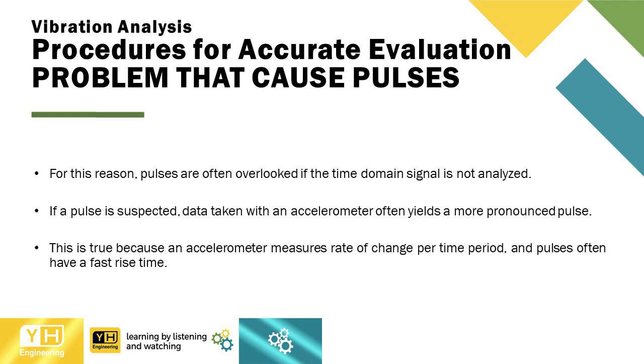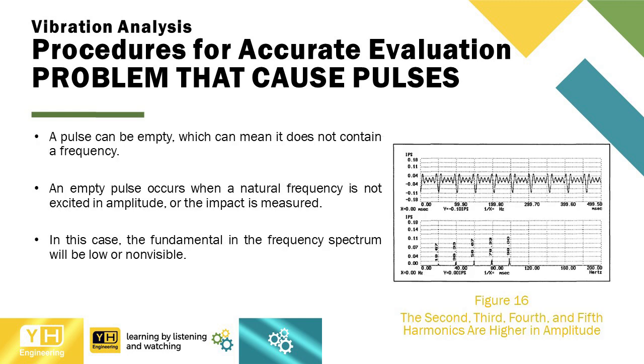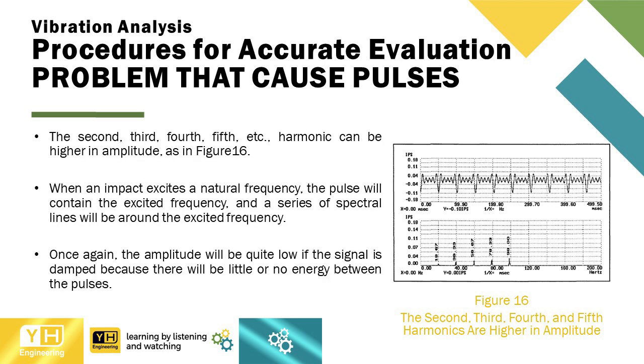This is true because an accelerometer measures rate of change per time period, and pulses often have a fast rise time. A pulse can be empty, which can mean it does not contain a frequency. An empty pulse occurs when a natural frequency is not excited in amplitude, or the impact is measured. In this case, the fundamental in the frequency spectrum will be low or non-visible. The second, third, fourth, fifth, etc. harmonic can be higher in amplitude, as in Figure 16.